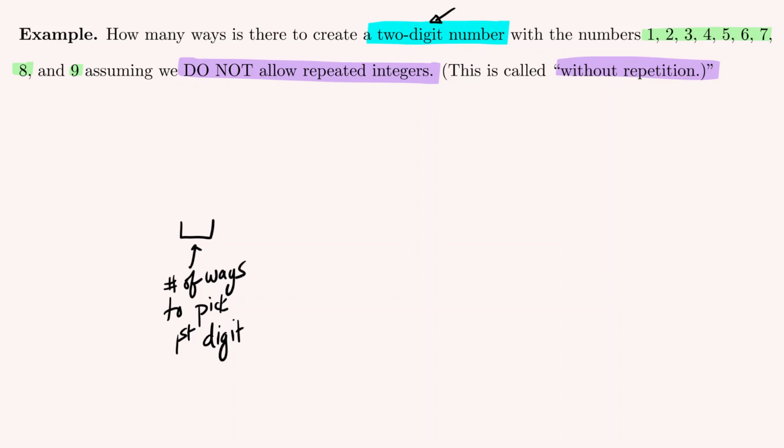And then after you pick the first digit in a 2-digit number, you have to then pick the second digit. So next comes picking the second digit number. And I know I need to figure out the number of ways that could occur.